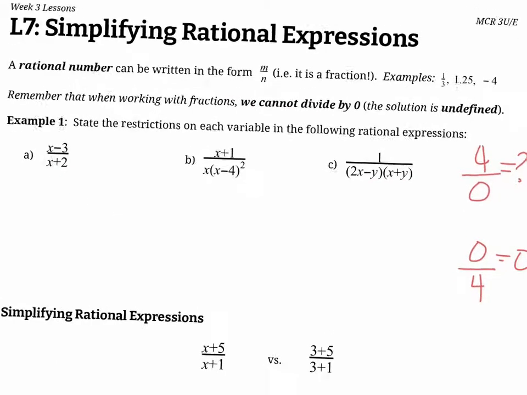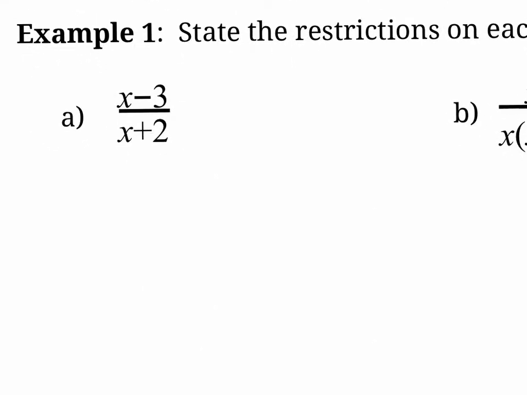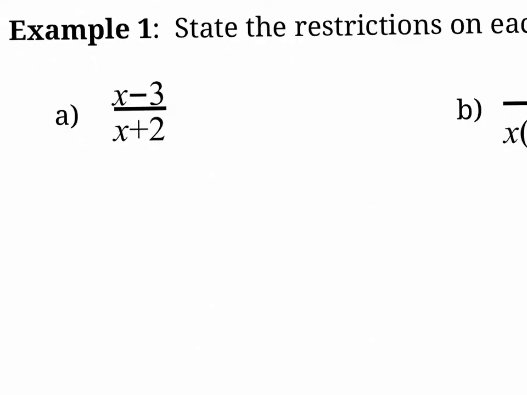So if we take a look at this first example, we're asked to find the restrictions on the variable. So in this case, our variable is x. And so remember that the denominator cannot equal 0. There's no rule about the numerator. We know that 0 divided by 4, that's just 0. There's no problem with that. So the numerator can be 0. So when we're looking for restrictions, we don't care about the numerator at all. We just look at the denominator.